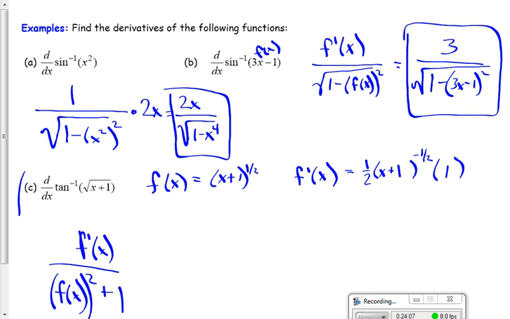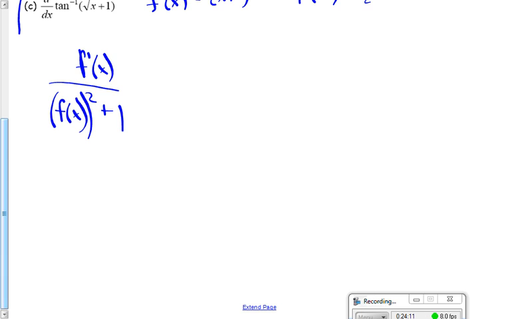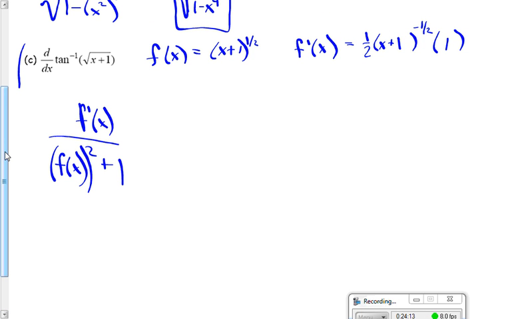Sine has a root. Cos has a root. We haven't done cos yet, but I'll show it to you in a minute. Okay. Should I keep going on this one?